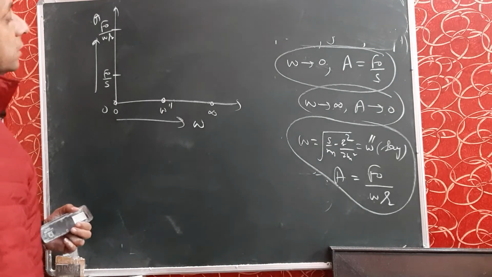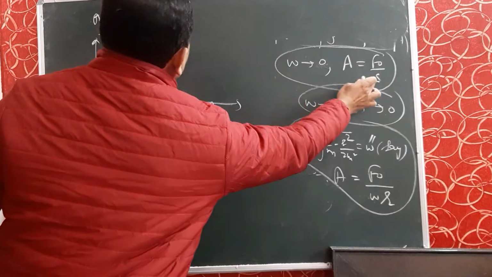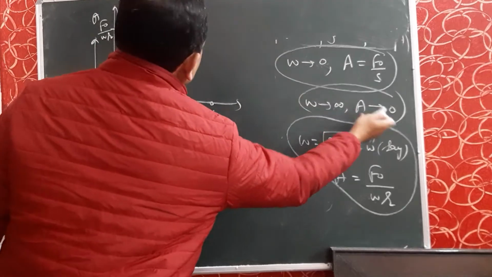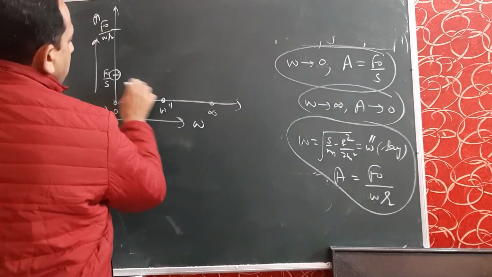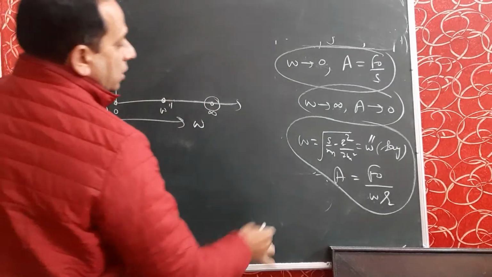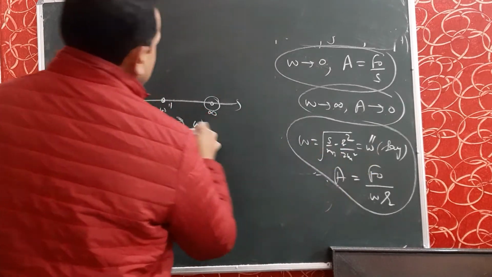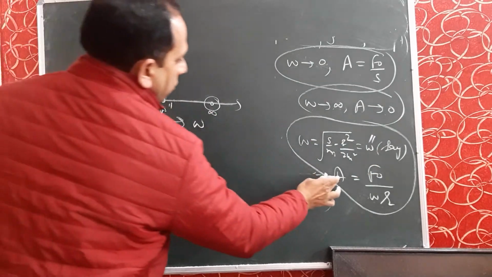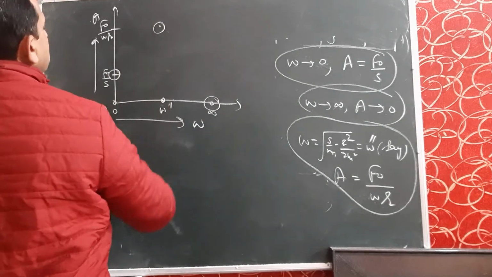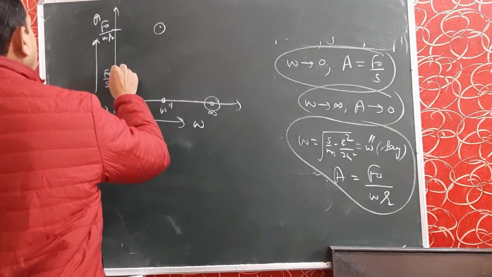So plot when omega is 0, A is finite, first point. Omega infinity, A becomes 0, second point. And the third point, when omega is omega double dash, A becomes this corresponding finite value. Okay, this one. Then you can plot the graph.